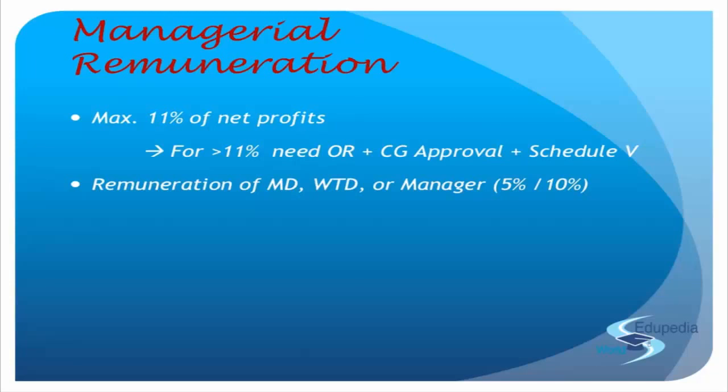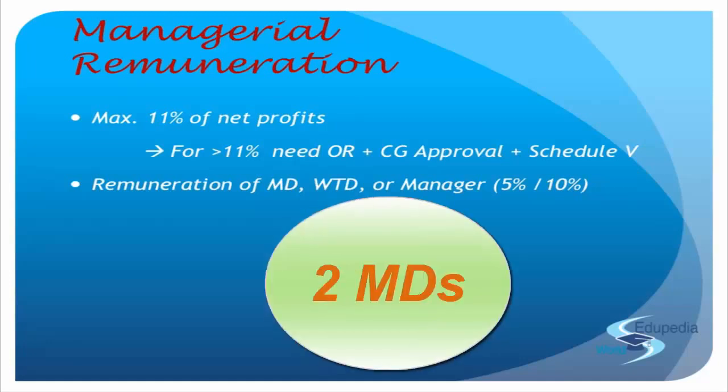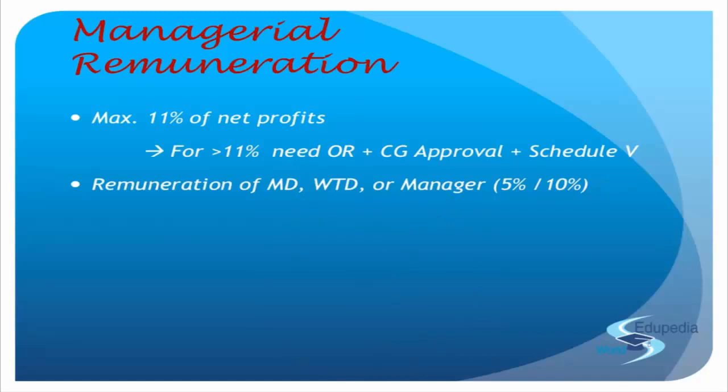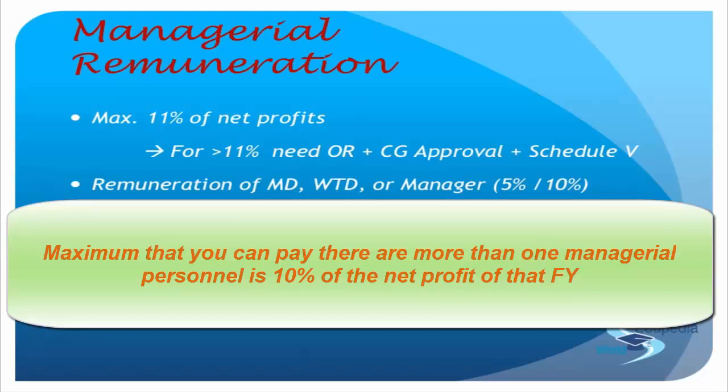Right? Now, if there are more than one managerial personnel, that means if there are two MDs, if there's a whole-time director, right, all these people are there, then you divide it, right? You divide it in whatever ratio you want, but the maximum that you can pay off is 10%. Because at least 1% is something you're going to leave for the ordinary directors, right? So the maximum that you can pay if there are more than one managerial personnel is 10% of the net profit of that financial year.